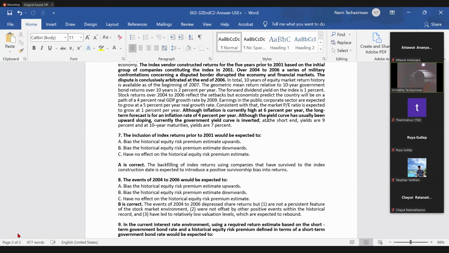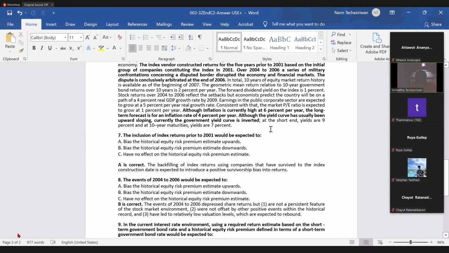All right, and this question says that the yield curve is now inverted because of high inflation at present. Inflation is currently high at 6%, and the long-term forecast on inflation is only 4%, and the yield curve is inverted. Normal is upward, but now it is inverted.